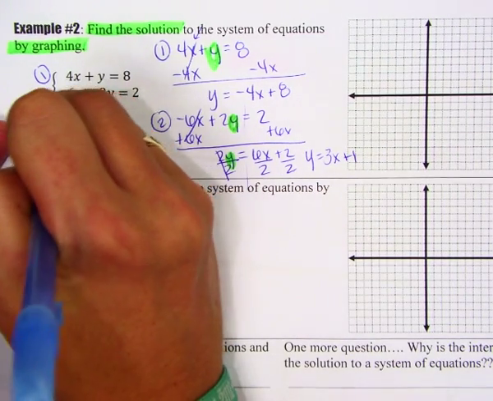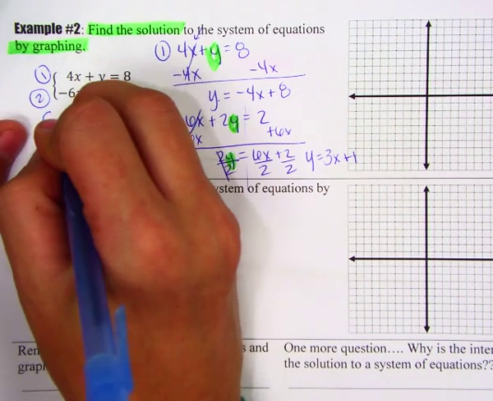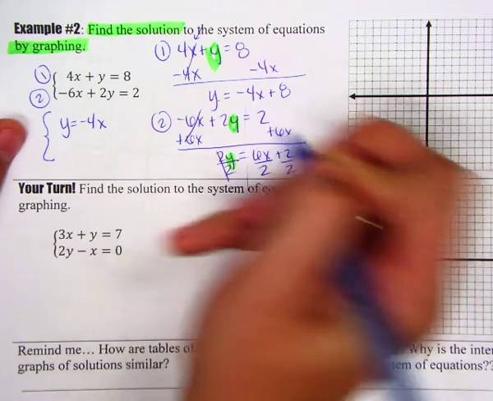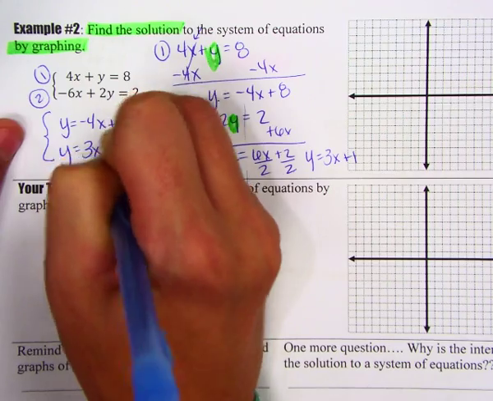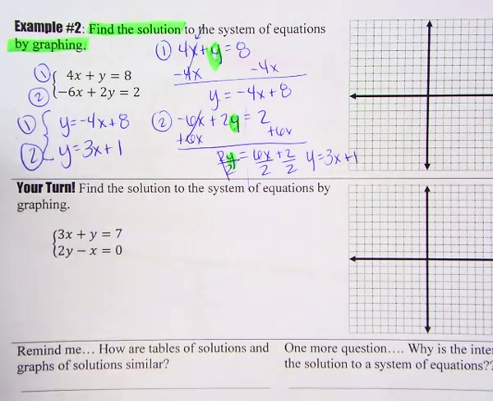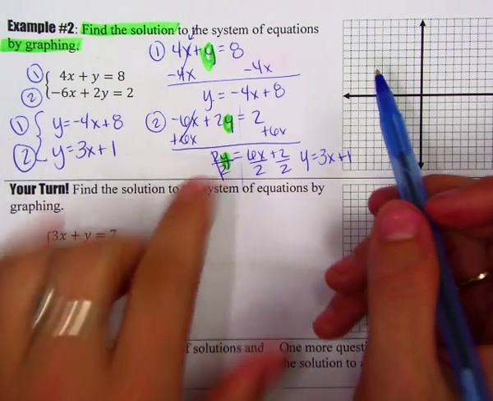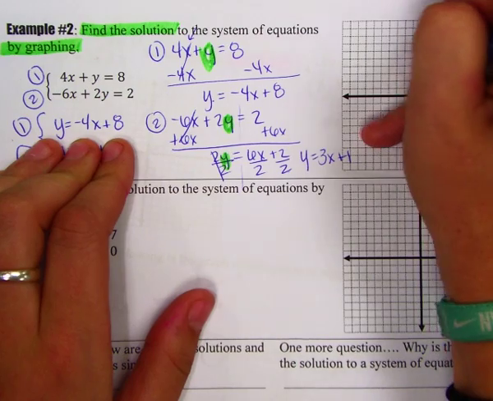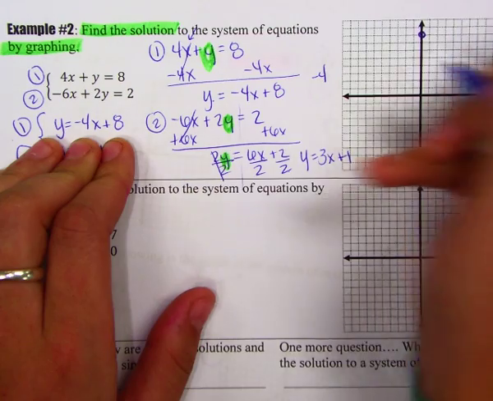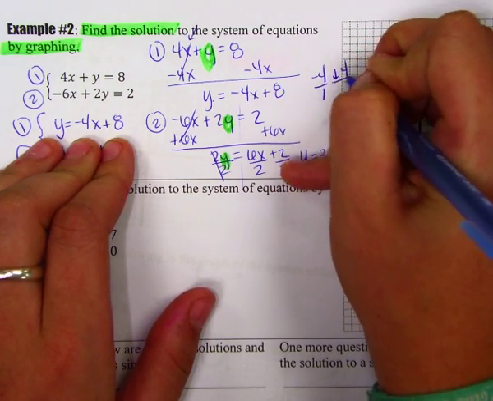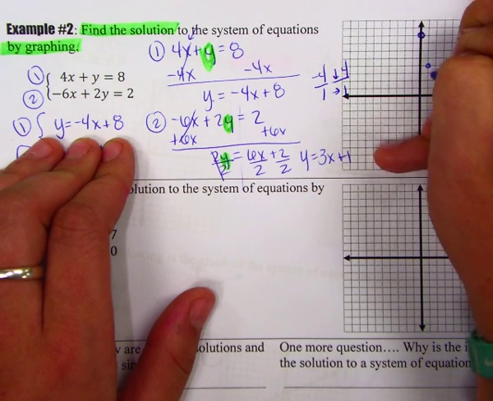I'm going to rewrite my system. It's very important that you rewrite it. The first equation was y equals negative 4x plus 8. Second equation was y equals 3x plus 1. Now that these are in slope-intercept form, I can graph them. Graph the first one. Go to my y-intercept, and then count my slope, which is a negative 4, which means down 4, right 1. Down 4, right 1, and I'll do this several times.